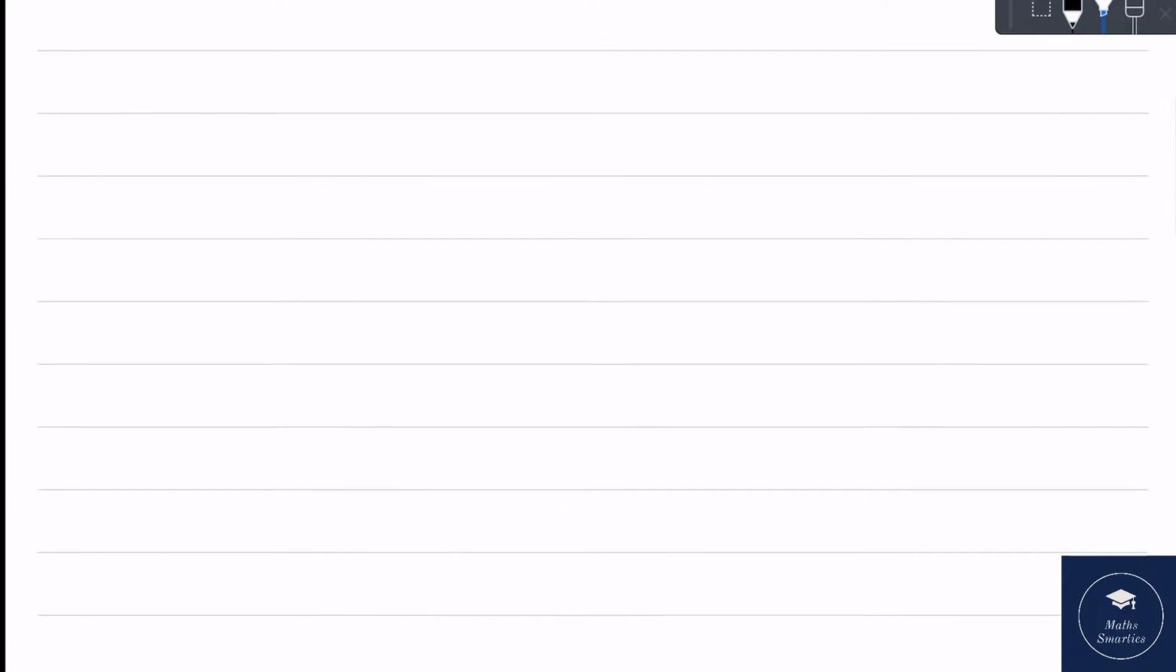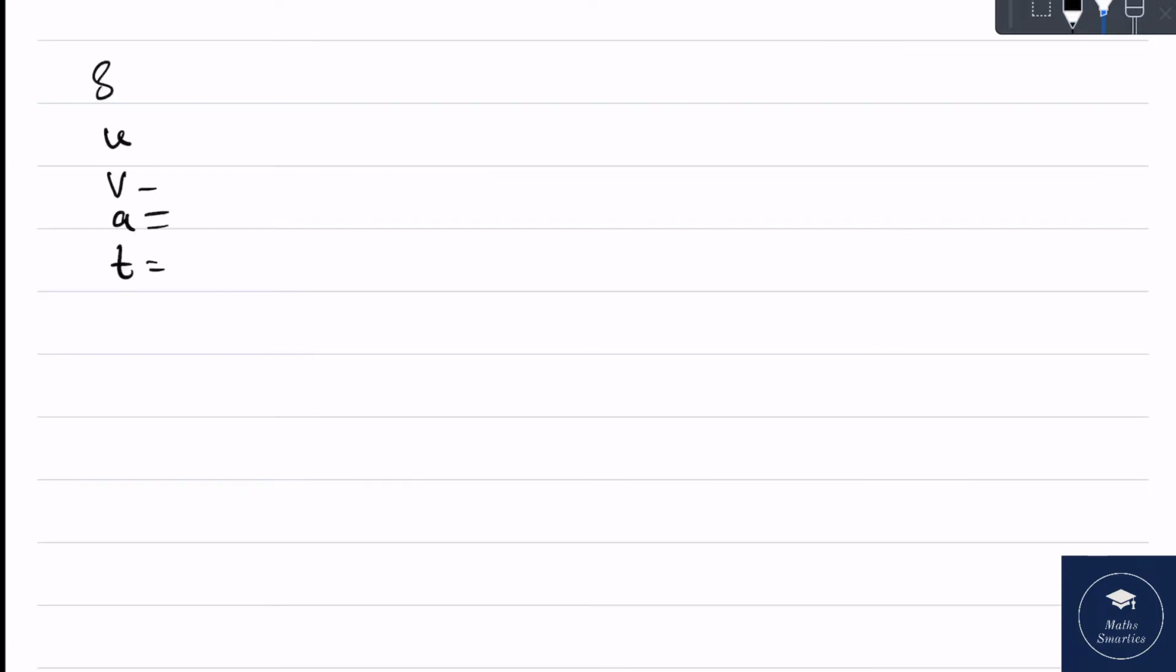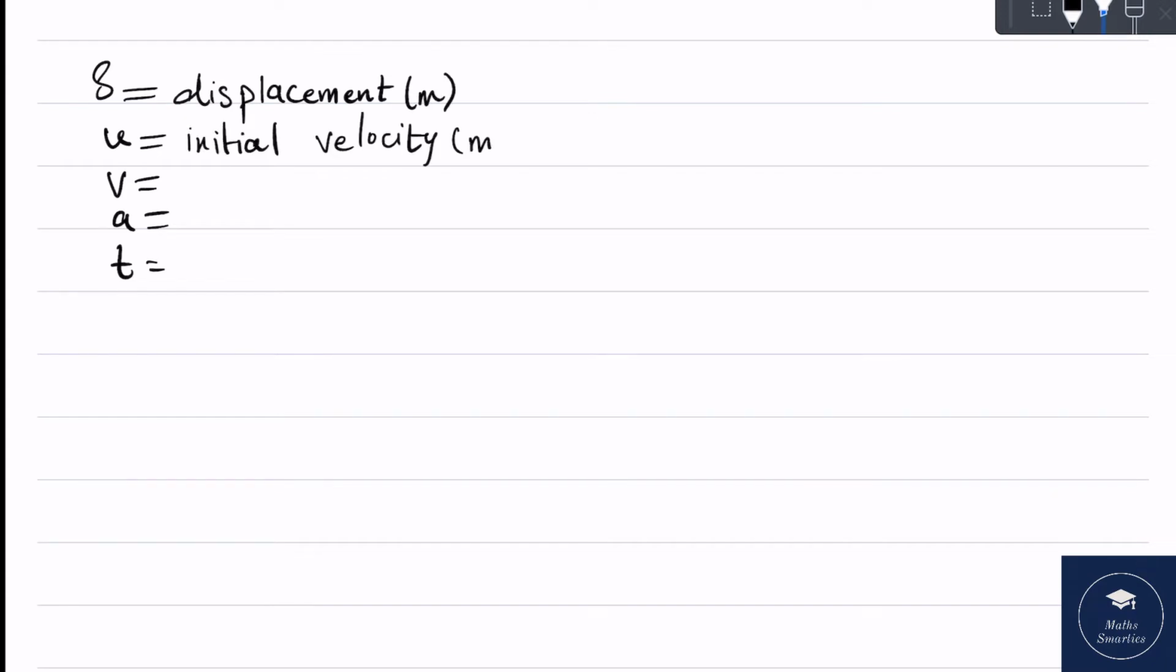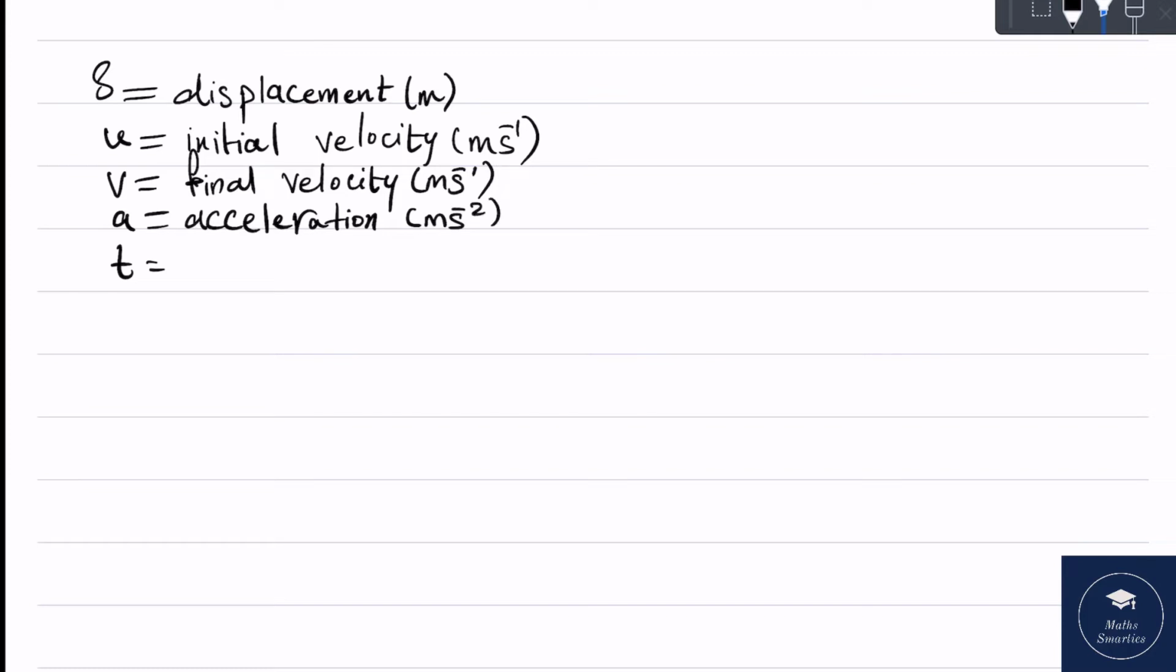SUVAT. What does SUVAT actually mean? SUVAT stands for the following. S is displacement in meters, U is initial velocity, and what's the unit? It is meters per second, and V is final velocity, and that is also in meters per second, and A is acceleration, in meters per second squared, and finally T is time, in seconds.